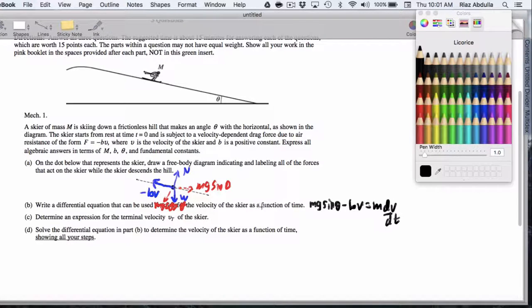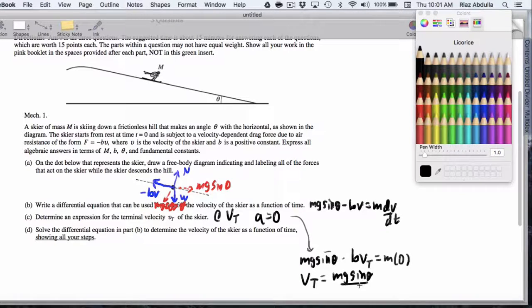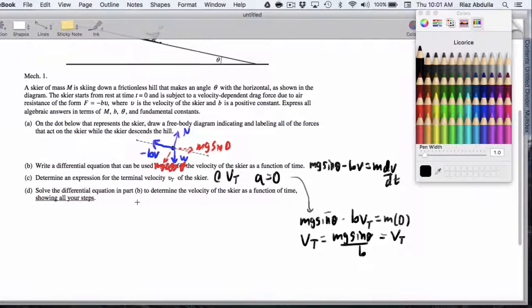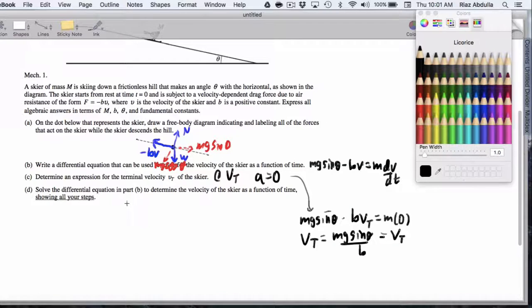And when you want to get the terminal velocity of the skier, let's remember that at terminal velocity, the acceleration is 0. And so you'll get mg sine theta minus b times v terminal equals m times 0. And so when we isolate v terminal, we're going to end up getting mg sine theta over b equals v terminal.